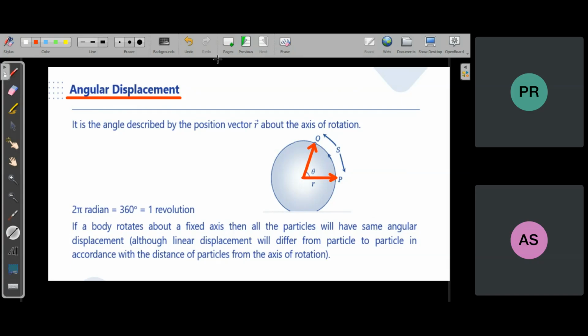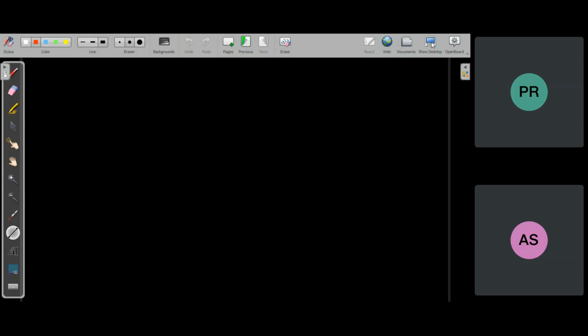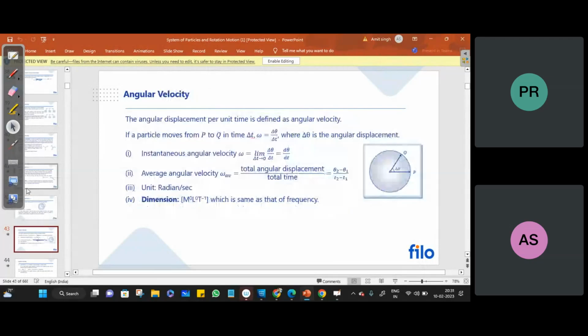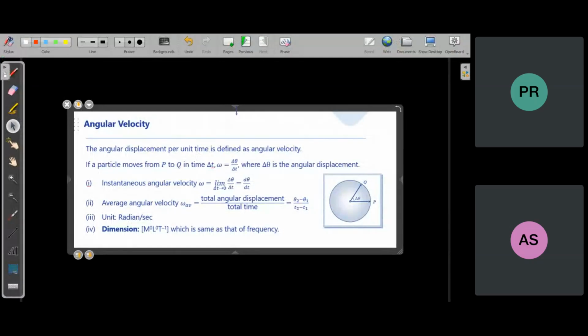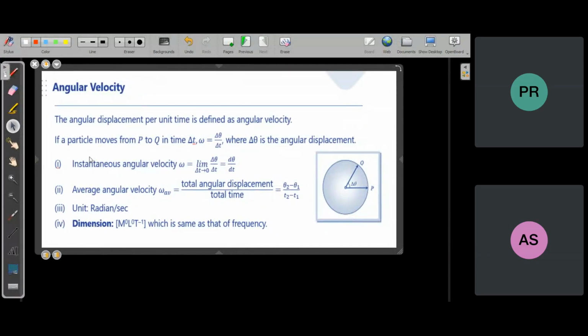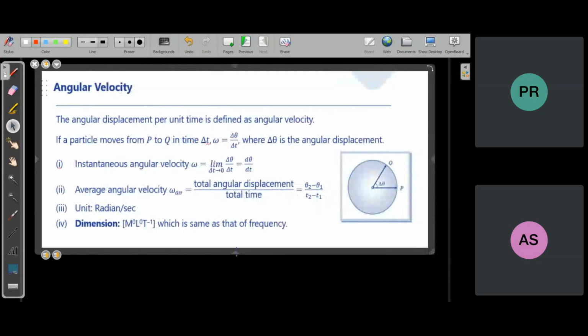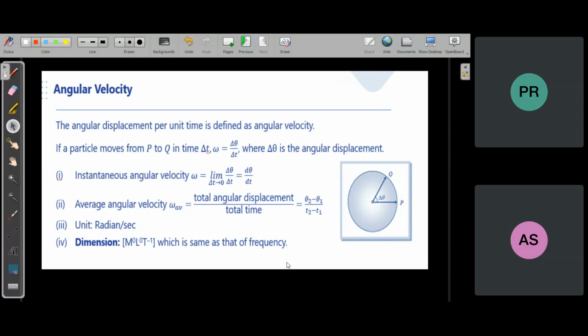We are especially talking about a fixed axis. About a fixed axis, if a body rotates, the angular displacement of all the particles is the same, and that is nothing but the angular displacement of the body. The angle by which the position vector of any particle with respect to the axis rotates, that is the angular displacement of the body.